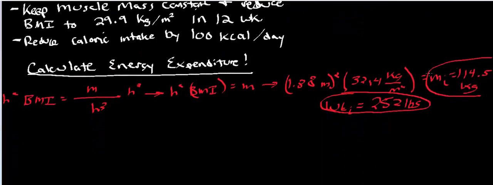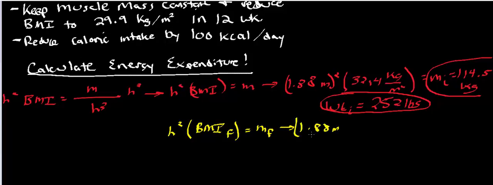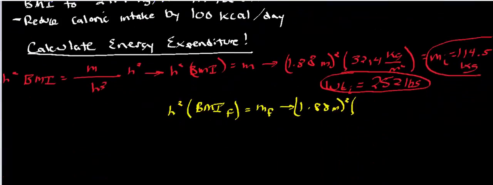Now we want to reduce the BMI to 29.9, so let's calculate what weight that is. We have this formula, and I'm going to do this in a different color: the height squared times the final BMI is equal to the final mass. Height's still 1.88 meters. We're going to square that and multiply times the final BMI, which is 29.9.